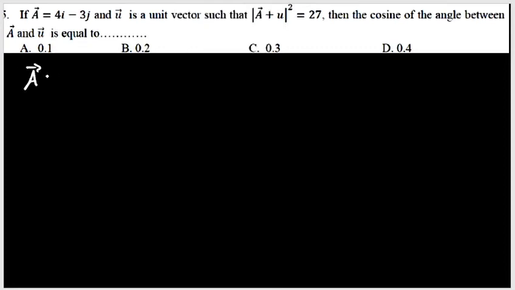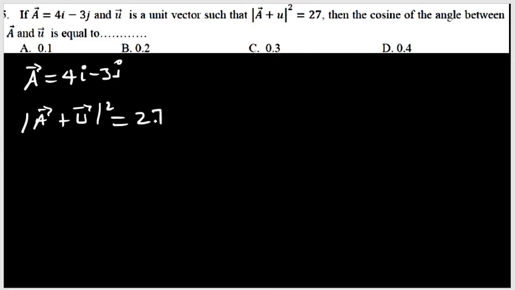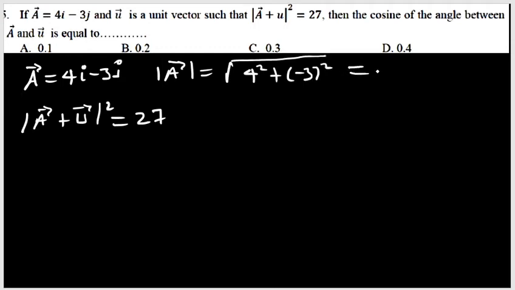Vector A is equal to 4i minus 3j, given, and u is a unit vector such that the magnitude of A plus u, the whole square, is equal to 27. We can get the magnitude of A from here, like we did before: 4 squared plus negative 3 squared is 25, and the square root of that is 5. And let us expand this part.